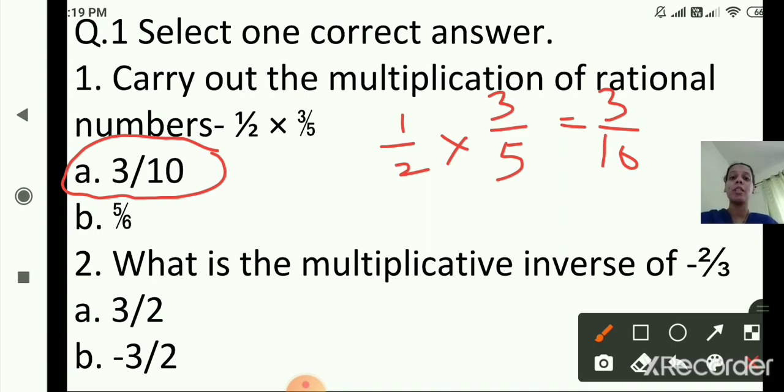In the first one, the numbers are correct, 3 upon 2, but the minus sign is missing. So this is wrong. So option B is correct, that is minus 3 upon 2. So you will select the correct option, that is option B, minus 3 upon 2. What is the multiplicative inverse of minus 2 upon 3? That is minus 3 upon 2. So these types of questions can come from this lesson for your exam.